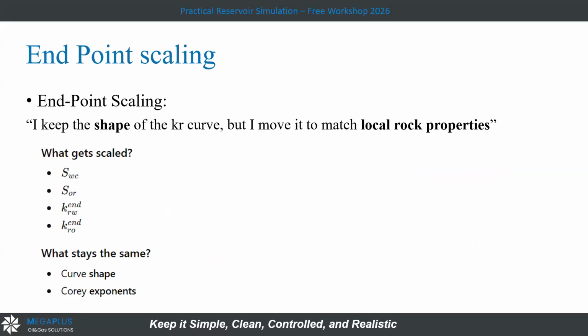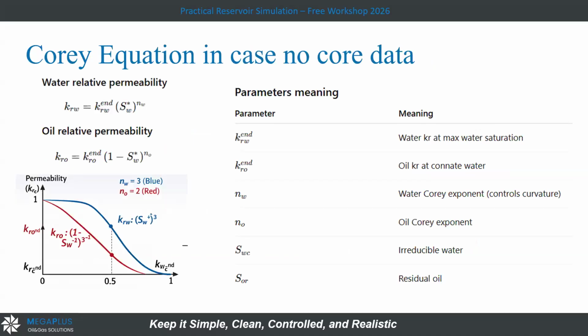There's something called Corey, the last slide. If I don't have relative permeability curves done in the lab, if I don't have special core analysis in this field, what I'm going to do is assume the endpoint scales, and by this simple equation, I will use the Corey equation, or Corey function, to create relative permeability curves.